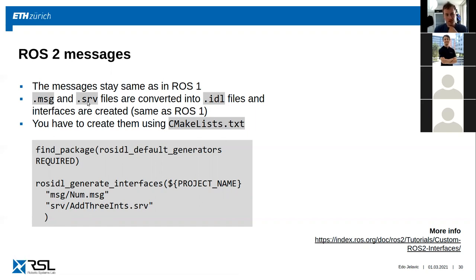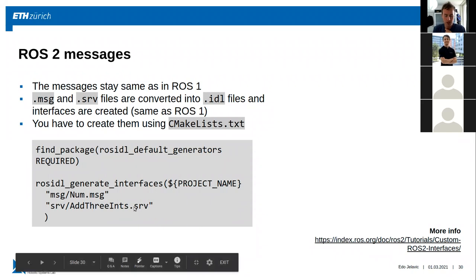So on top of these msg and srv files, once you compile your package, the C++ data structures will be generated, and also these IDL files, which are just a format that this DDS service understands and works with. So you also have access to these, but you don't have to use them. And then in your CMakeLists, again, you have to define everything. It's just that the structure is now a bit different. So you will need this package here, and then you will call this macro, which will tell the compiler to generate a message, which is called just Num.msg, and to generate this service, which adds three integers.